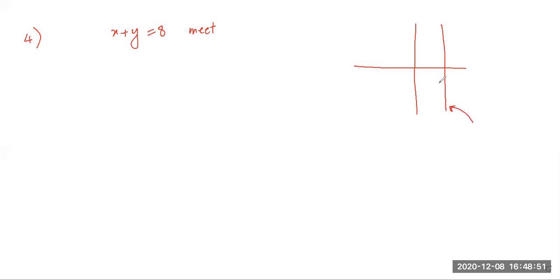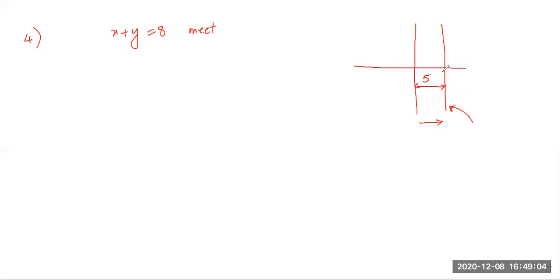Fourth sum. So fourth sum, it says, at what point does a graph of linear equation x plus y is equal to 8 meet a line which is parallel to y-axis? A line which is parallel to y-axis. So this is the line parallel to y-axis at a distance of 5 units from origin, in the positive direction of x-axis. Obviously, this is the positive direction.